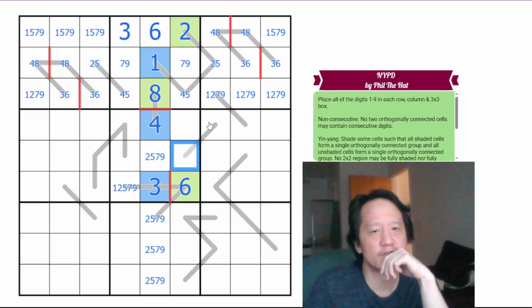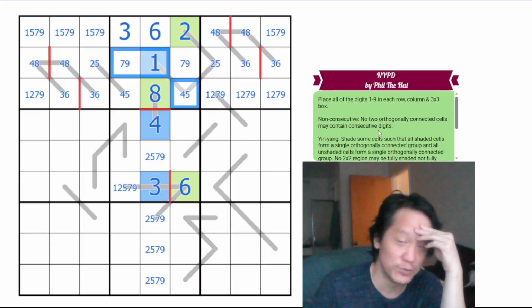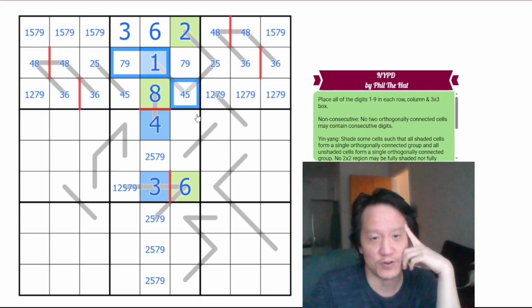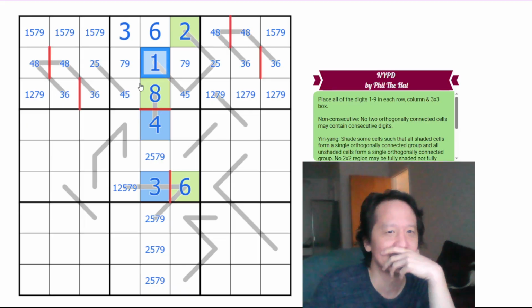Man, I was stuck on that for so long. And then the reason was because I wasn't using one of the rules. No wonder it was so difficult. I was like, this is really hard. It's like, oh, I forgot about the non-consecutive part. Oops.